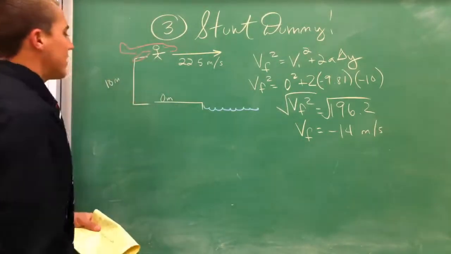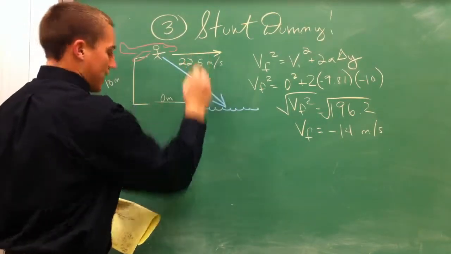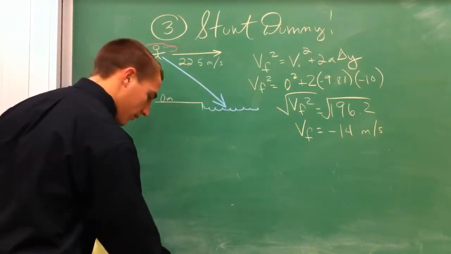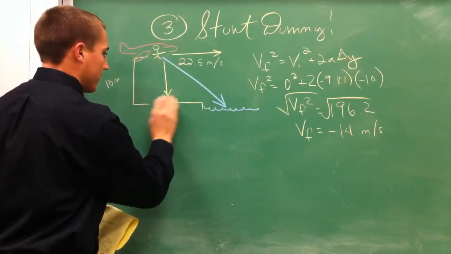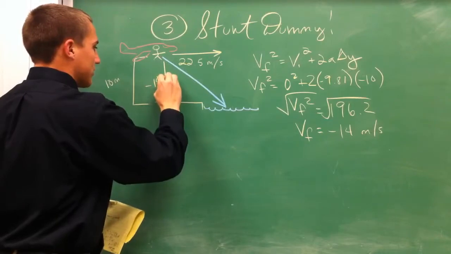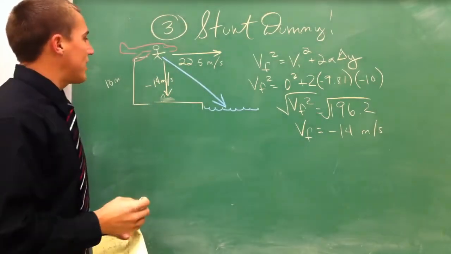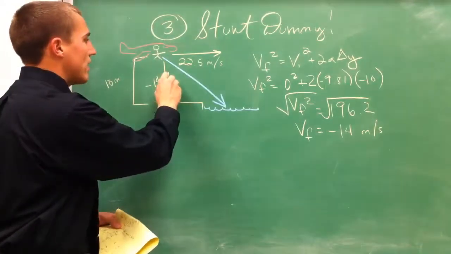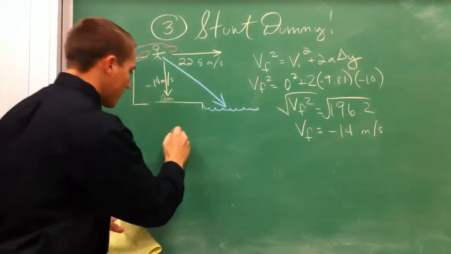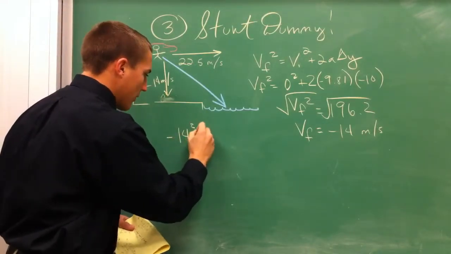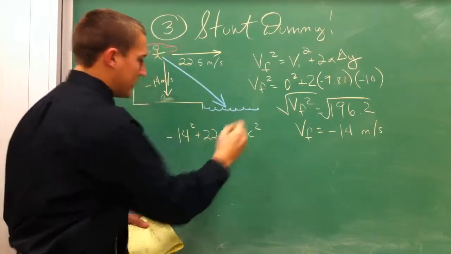So our stunt dummy is actually going to take a path similar to this. We have the x component, which is 22.5 meters per second, and now we have the y component, which is negative 14 meters per second. To find instantaneous velocity, we just need to use Pythagorean theorem now. We'll take this squared plus this squared to get the resultant vector. So, negative 14 squared plus 22.5 squared equals c squared.